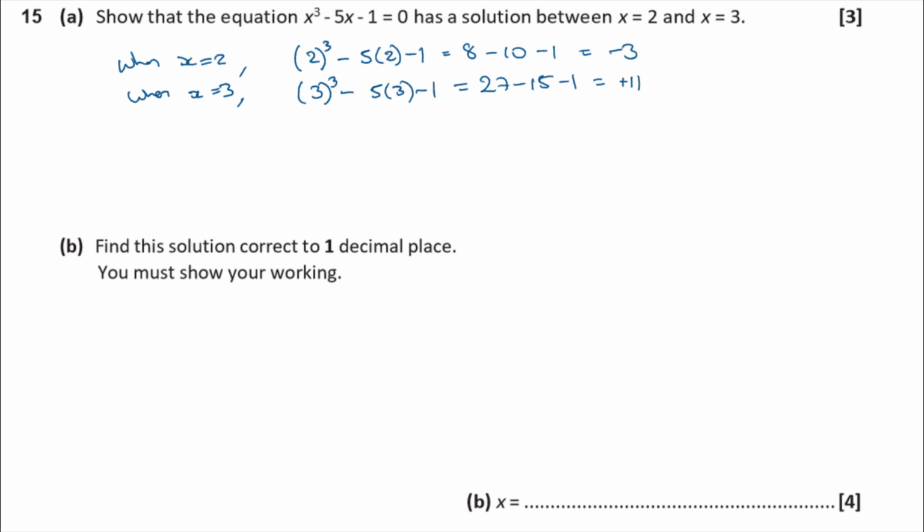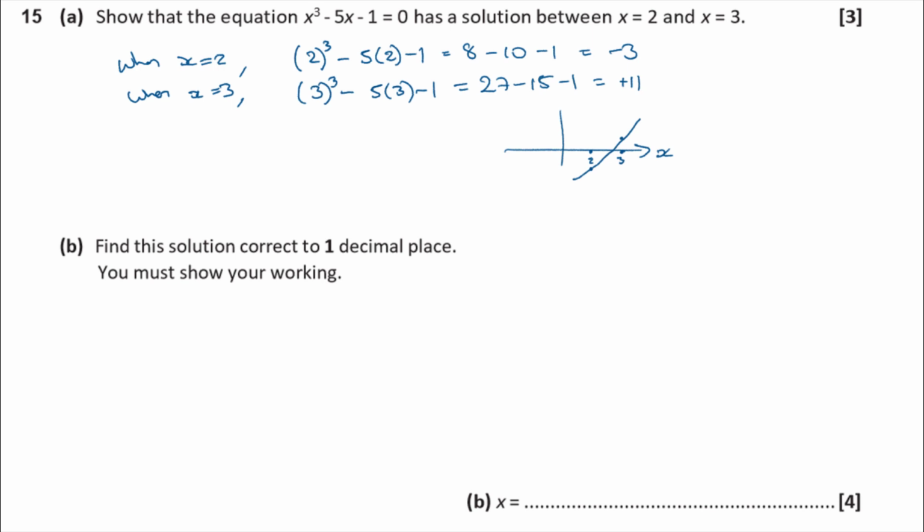Positive 11, okay? So this equation has gone from being negative to being positive. If that's the case, if you imagine you've got your x-axis, at the point x is 2, it's down here, and at the point x equals 3, it's up here. Then somewhere between 2 and 3, this graph must have crossed the x-axis. In other words, it must have been momentarily 0 somewhere between 2 and 3. So we're going to write that down in words.